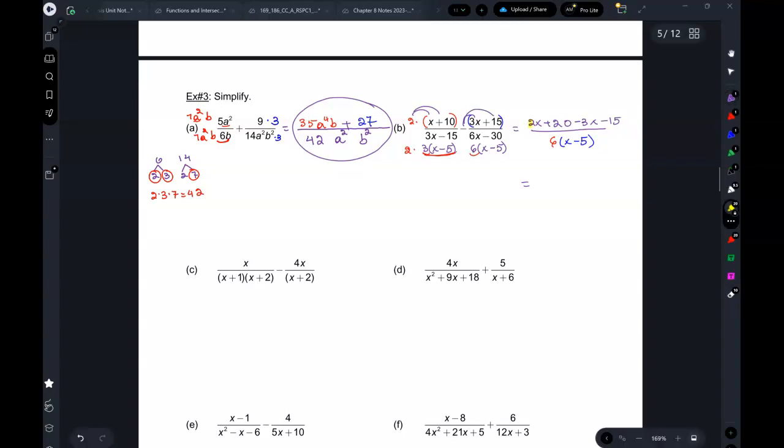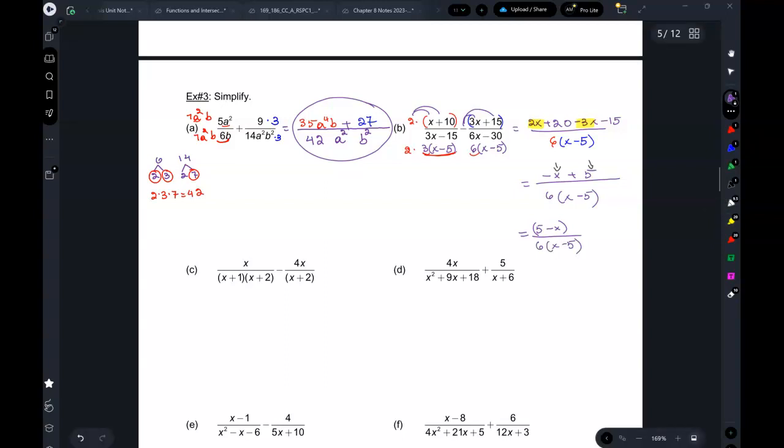Okay, what do I have now? 2x minus 3x, that's negative x, plus 20 minus 15 plus 5 over 6 x minus 5. Okay, there's a little bit of a situation here, a little bit of a plot twist, because take a look. What if I just switched the orders here? So I wrote 5 first, then plus negative x. Is that what that would look like? It is. Over 6 x minus 5.